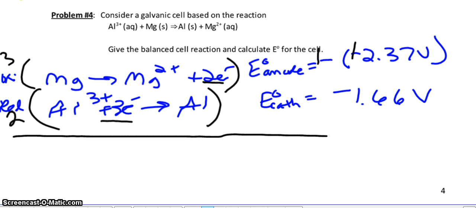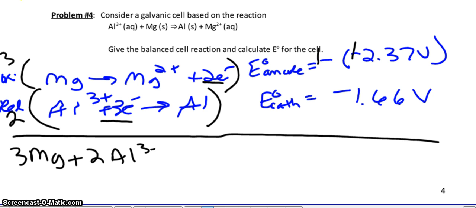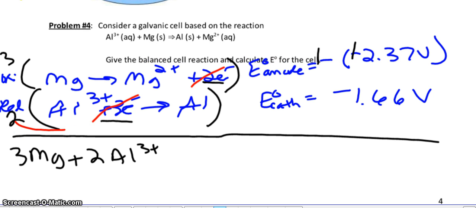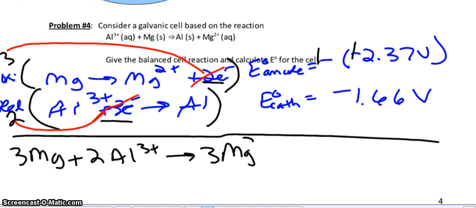When we put this all together, we're going to have 3 magnesiums and 2 aluminum ions. Notice that my electrons are now canceled. There are 6 electrons when you multiply this by 2 and when you multiply this by 3. So the number of electrons indeed cancels out. We have 3 magnesiums and 2 aluminum ions. No electrons are going to show up because they canceled out. And so now I need 3 magnesium 2+ and 2 aluminums.